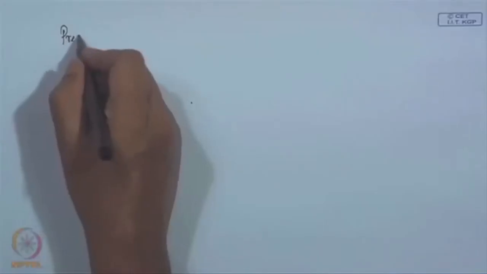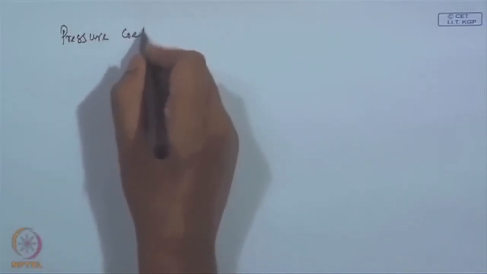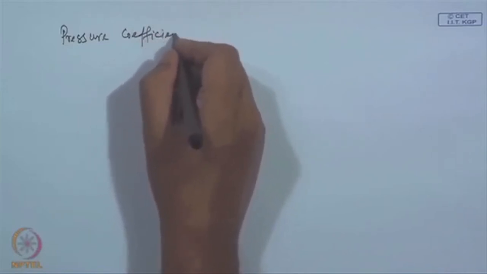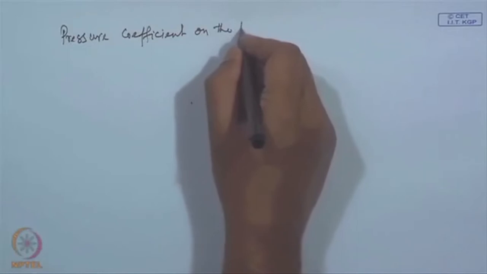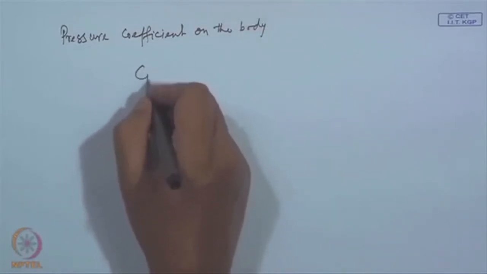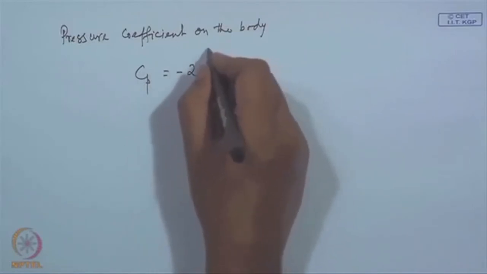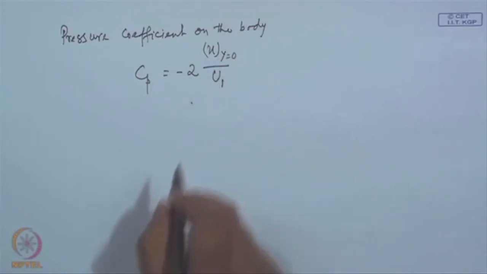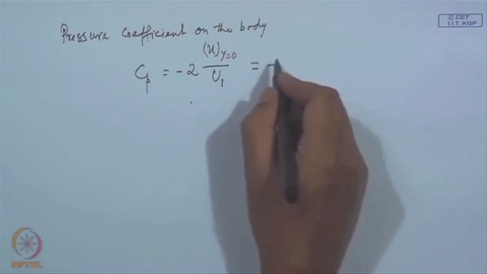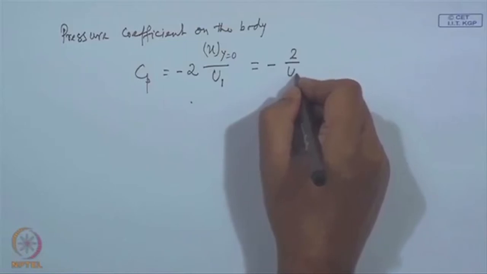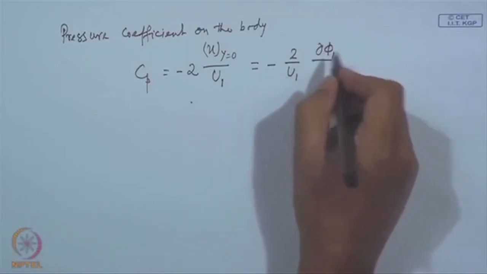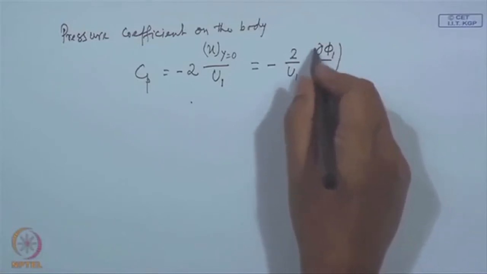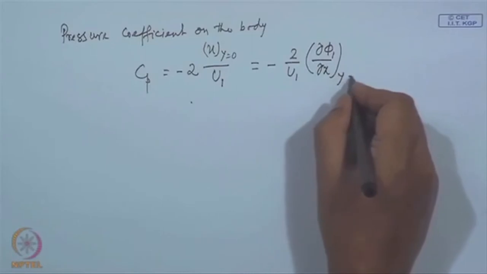Now, we know the pressure coefficient on the body. C p you know as minus 2 u at y equal to 0 by U 1 in this case. So, this becomes minus 2 by U 1 d phi 1 d x on y equal to 0.